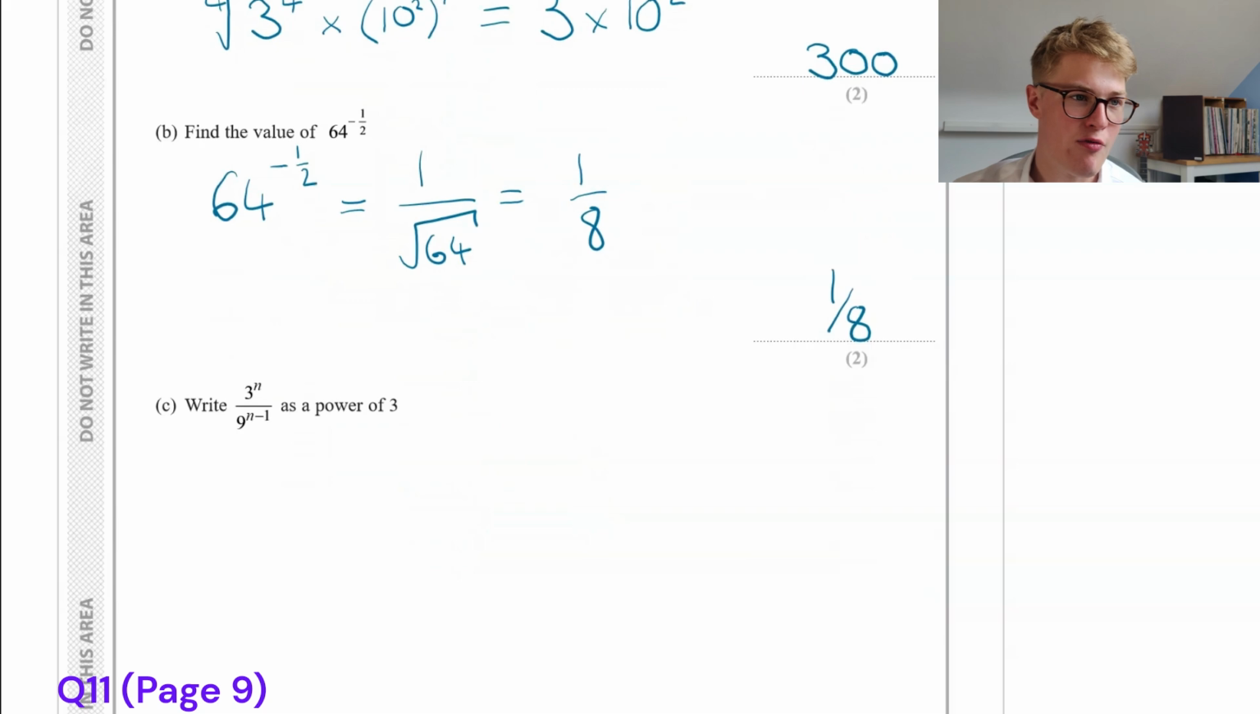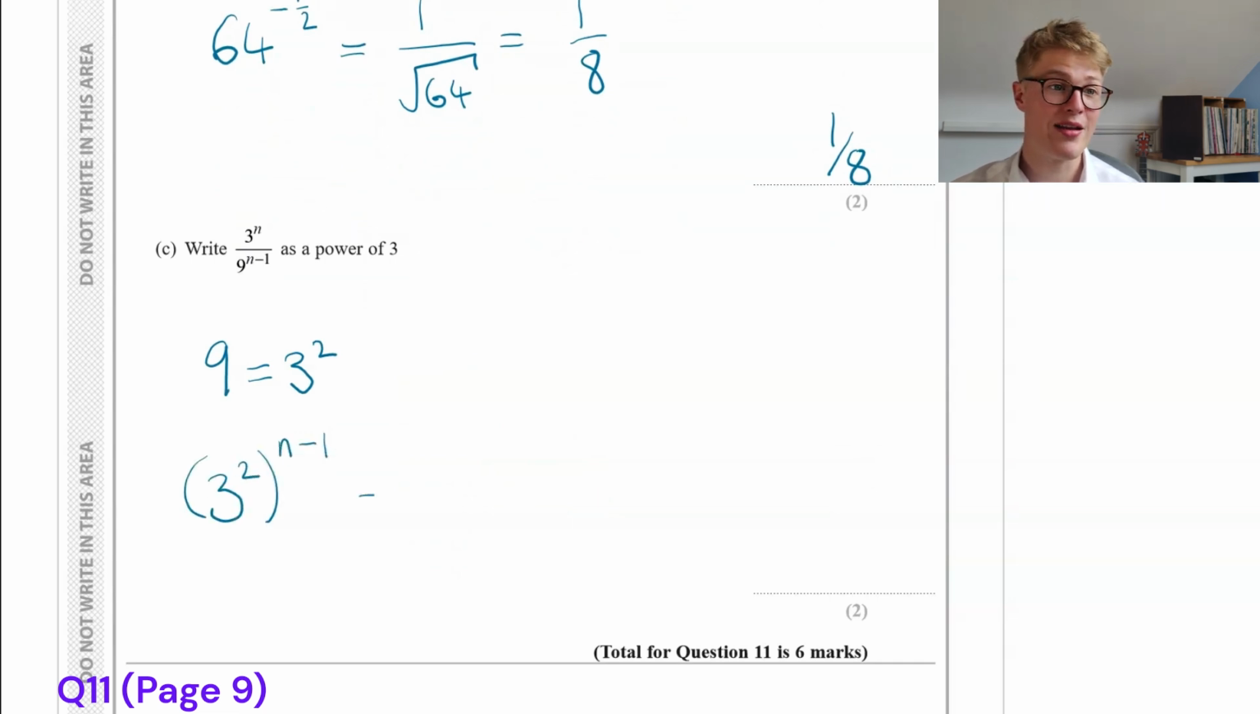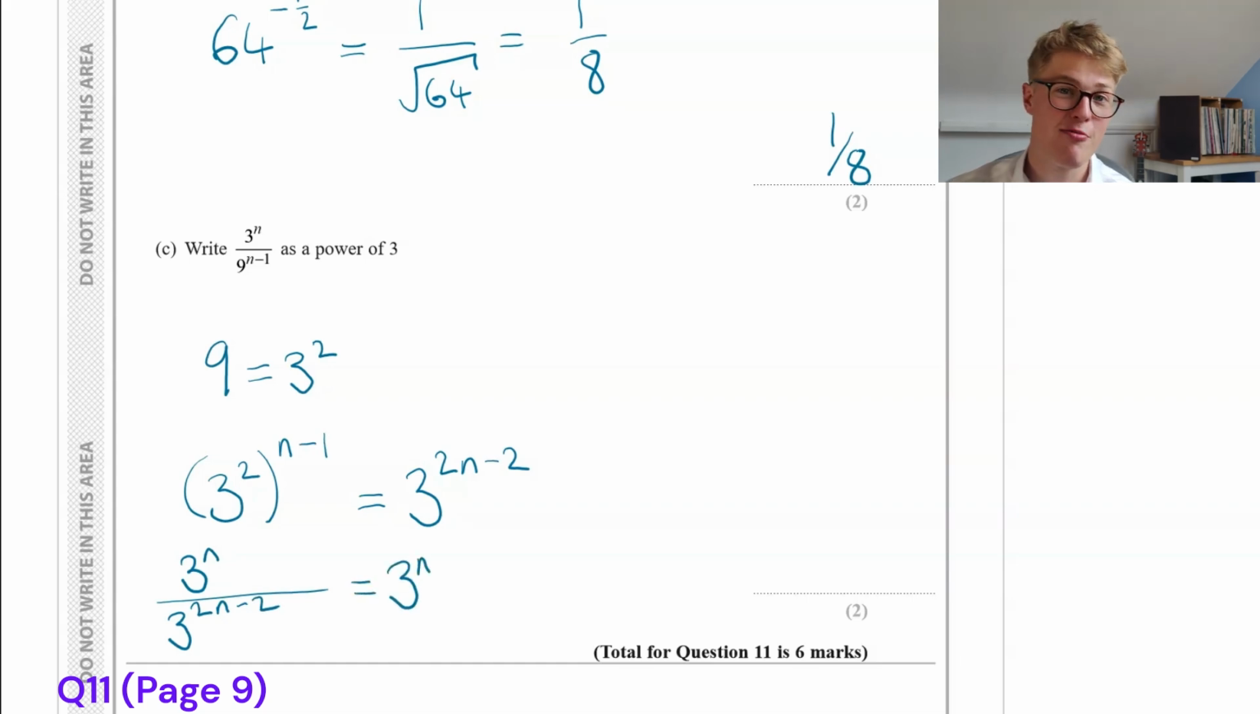Write 3^n over 9^(n minus 1) as a power of 3. So 9 is equal to 3 squared, and therefore our denominator can be written as 3 squared to the power of n minus 1. When we expand this, we end up with 3 to the power of 2n minus 2, and then we can move on. We now have 3^n over 3 to the power of 2n minus 2. This can be rearranged to 3 to the power of n times 3 to the power of minus 2n plus 2, because we've made all of the denominator powers negative.